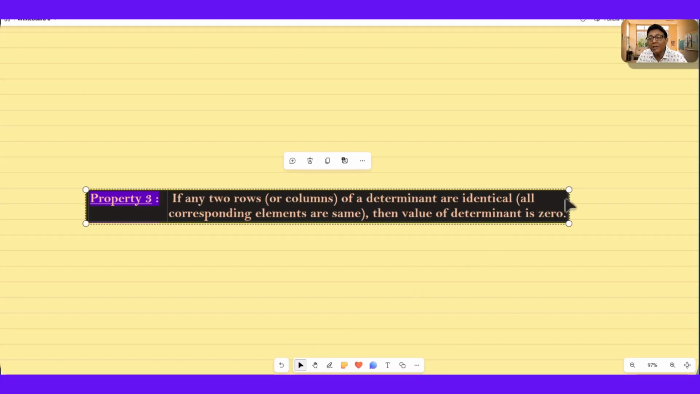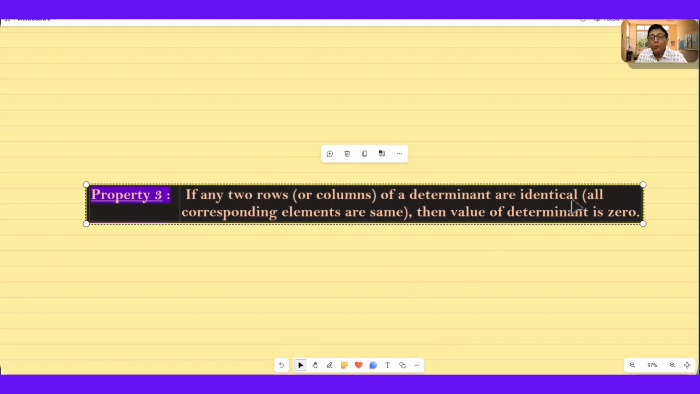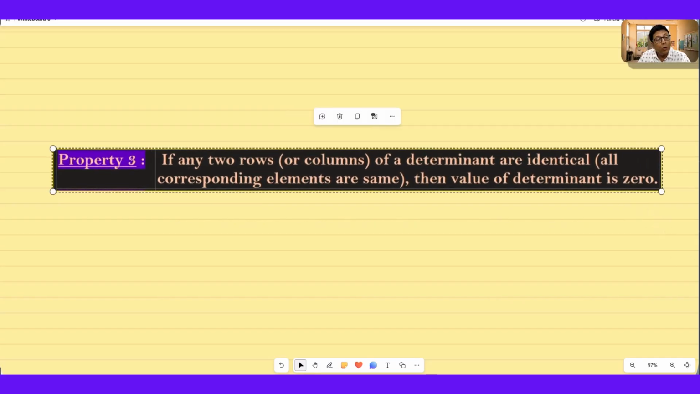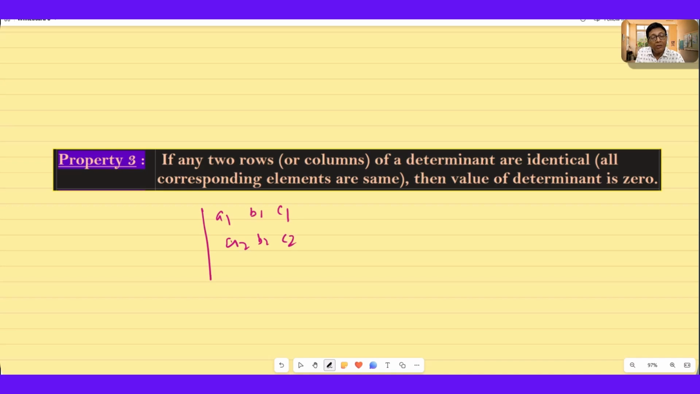For this property, if two rows of a determinant are identical, it may be in case of columns also, all corresponding elements are the same, then the value of the determinant is 0. It means if we have a determinant of this form, A1, B1, C1, A2, B2, C2, and the third row as A1, B1, C1, the value is going to be 0.